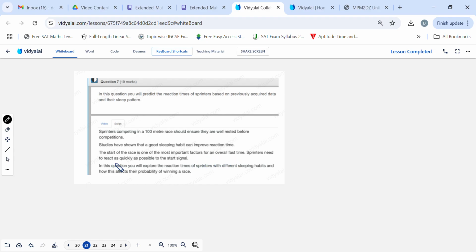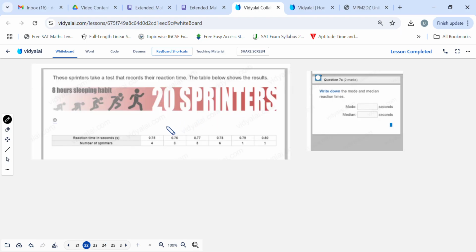The start of the race is one of the most important factors for an overall fast time. Sprinters need to react as quickly as possible to the start signal. In this question, you will explore the reaction times of sprinters with different sleeping habits and how this affects their probability of winning a race. So, there are 20 sprinters and their reaction time is given in this table. Write down the mode and median of the reaction time.